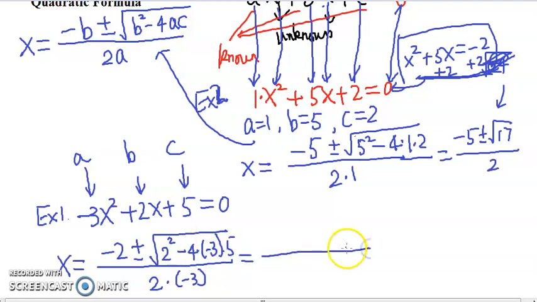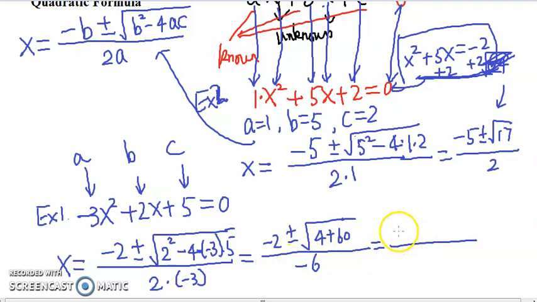Now we simplify what's under the radical sign. So we have negative 2 plus or minus square root of 2 squared is 4. And negative 4 times negative 3, that's positive 12. Positive 12 times 5, that gives us positive 60. So on the bottom, we have negative 6. And continue to simplify the number: 4 plus 60, square root of 64. And we know square root of 64 is equal to 8.